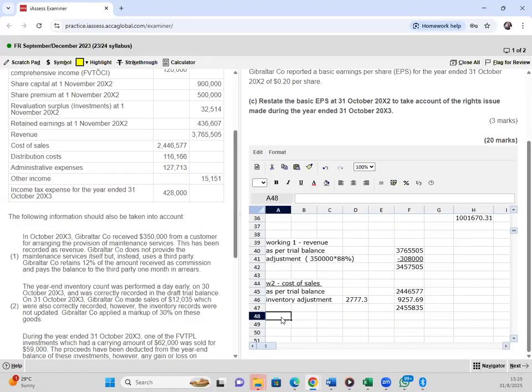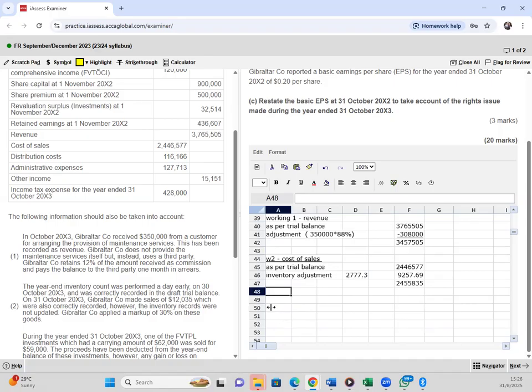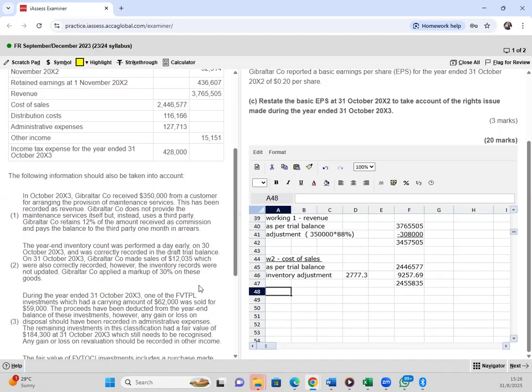So from adjustment number 2, we are told about inventory. The year-end inventory count was performed a day early on 30 October 2023 and was correctly recorded in the draft trial balance on 30 October 2023. Sales made after that were correctly recorded. However, the inventory records were not updated. So I think the effect there is just on inventory records which were not updated.